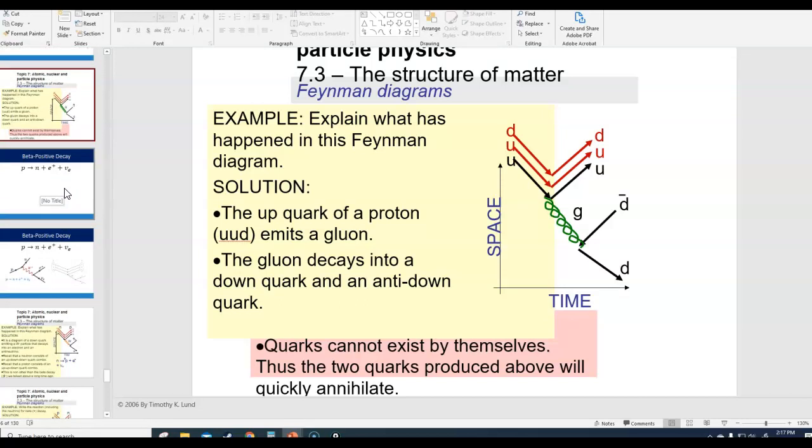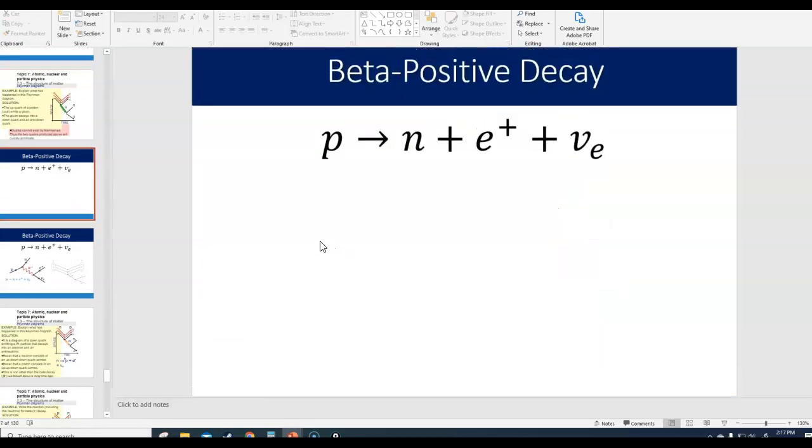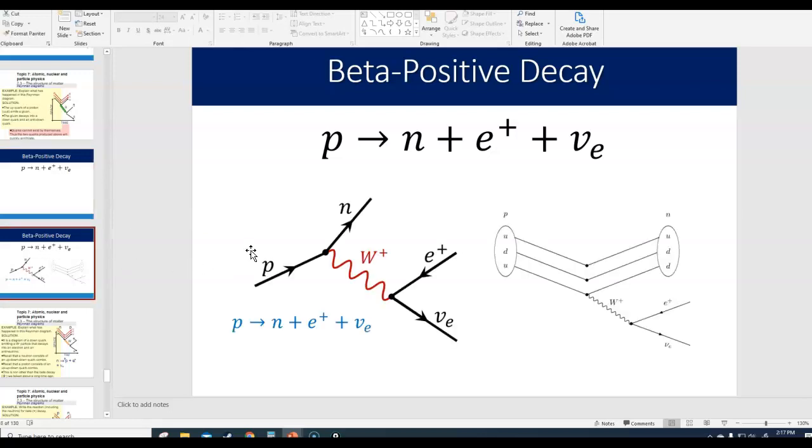Okay, and just to show you a few more examples. Beta plus decay, which we've all seen before. The Feynman diagram for that would look something like this, very similar to what it was before. But in this situation we have a proton decaying into a neutron. As it does so, notice that it emits a W plus particle.